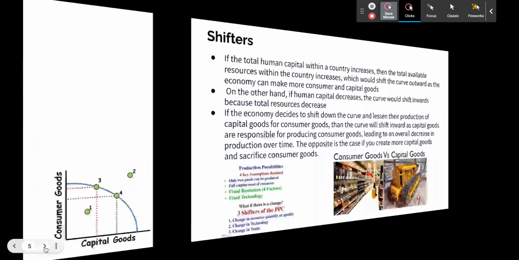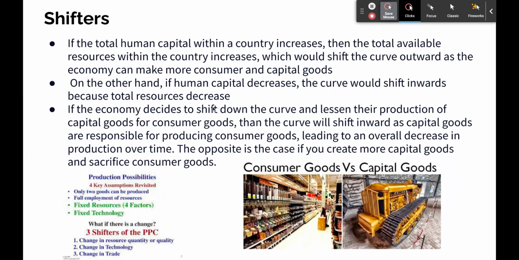Okay, so shifters. There's actually general shifters and then more specific shifters. Human capital is a big shifter, human capital and overall resources. So, for example, if human capital within a country increases, think about it, you'll actually get more resources, and therefore your economy will produce at a higher level. Your overall economy will be able to produce more, so you would shift your production possibility curve outward. The vice versa is true if your human capital decreases, your total resources are less, so your economy's maximum production is less now, so it'd have to shift inward.